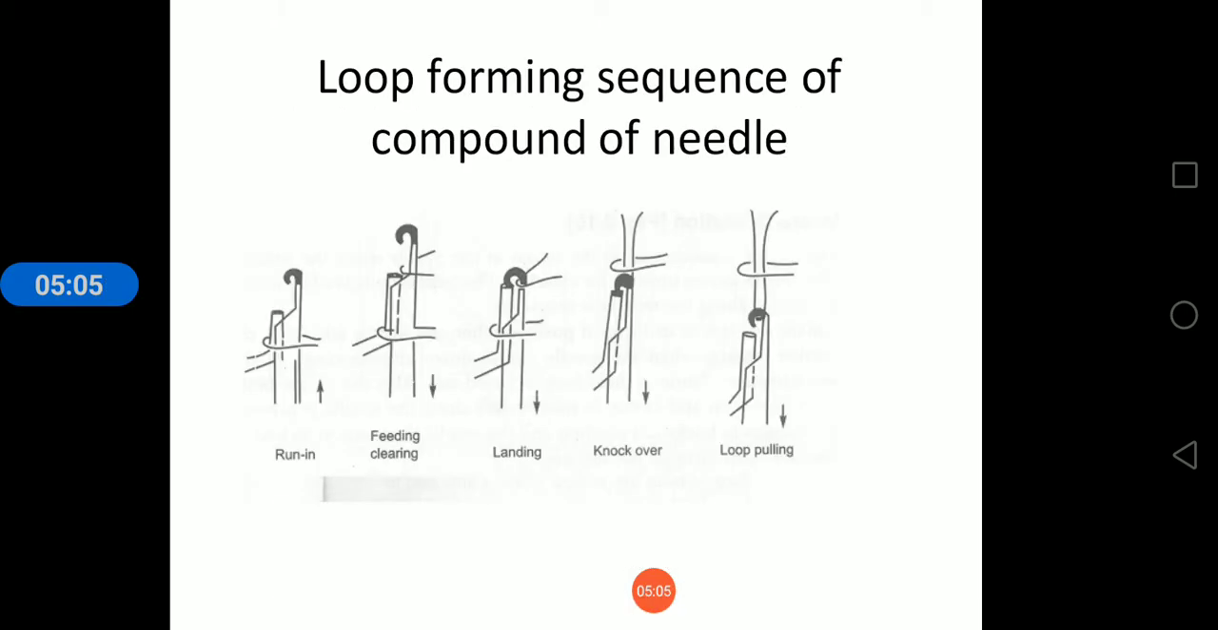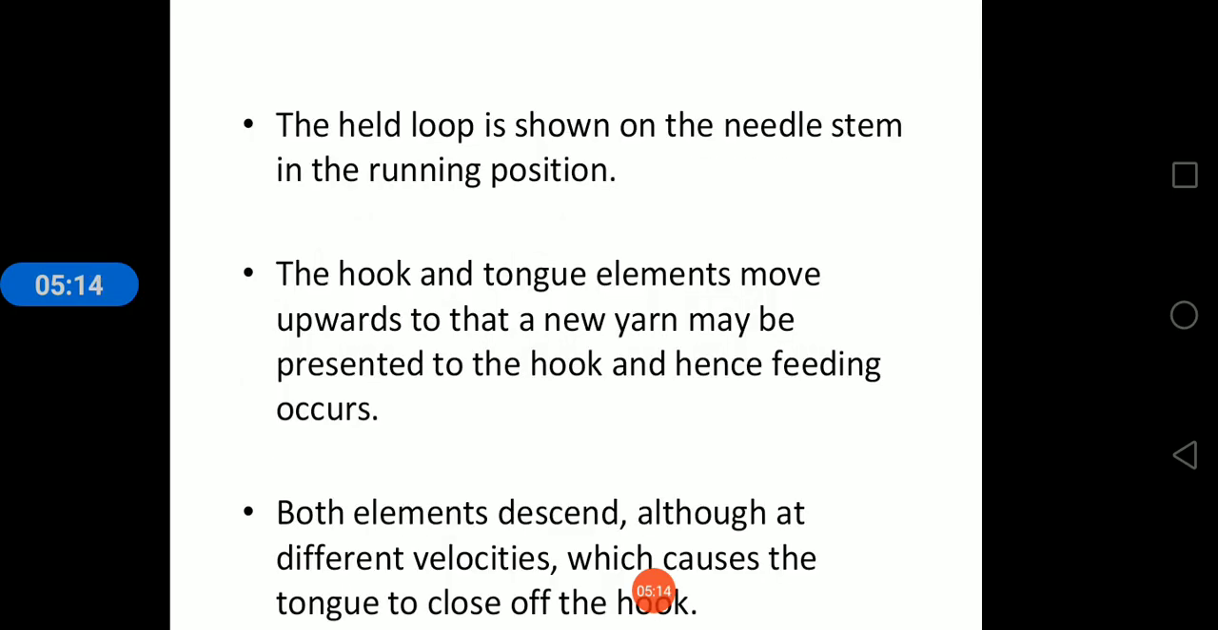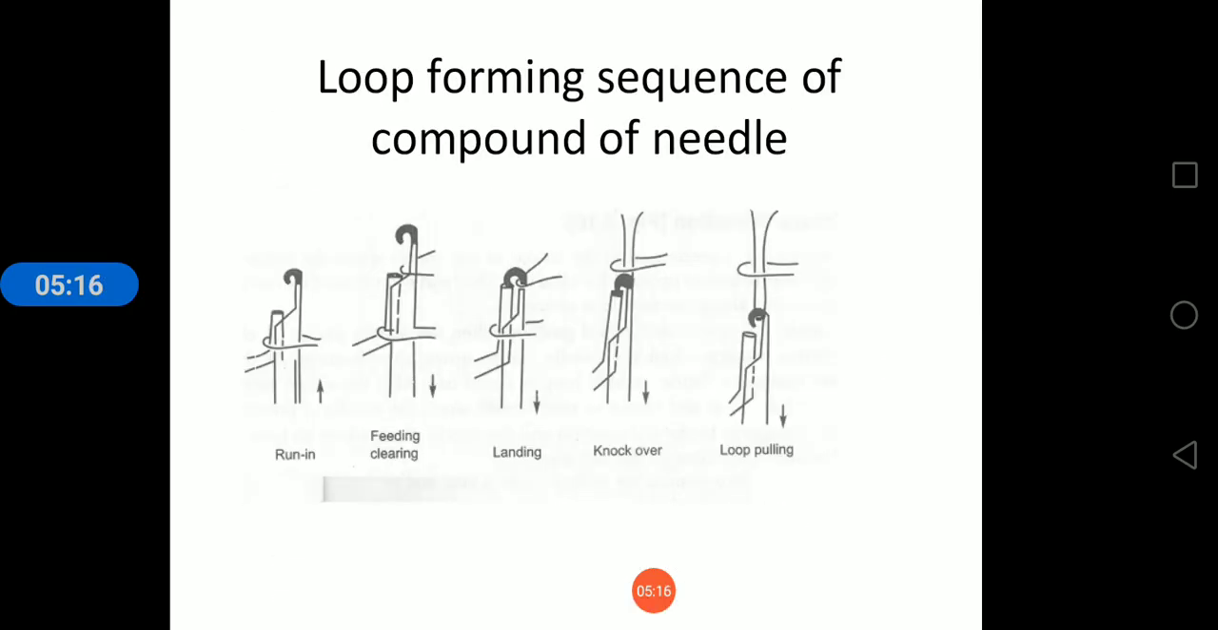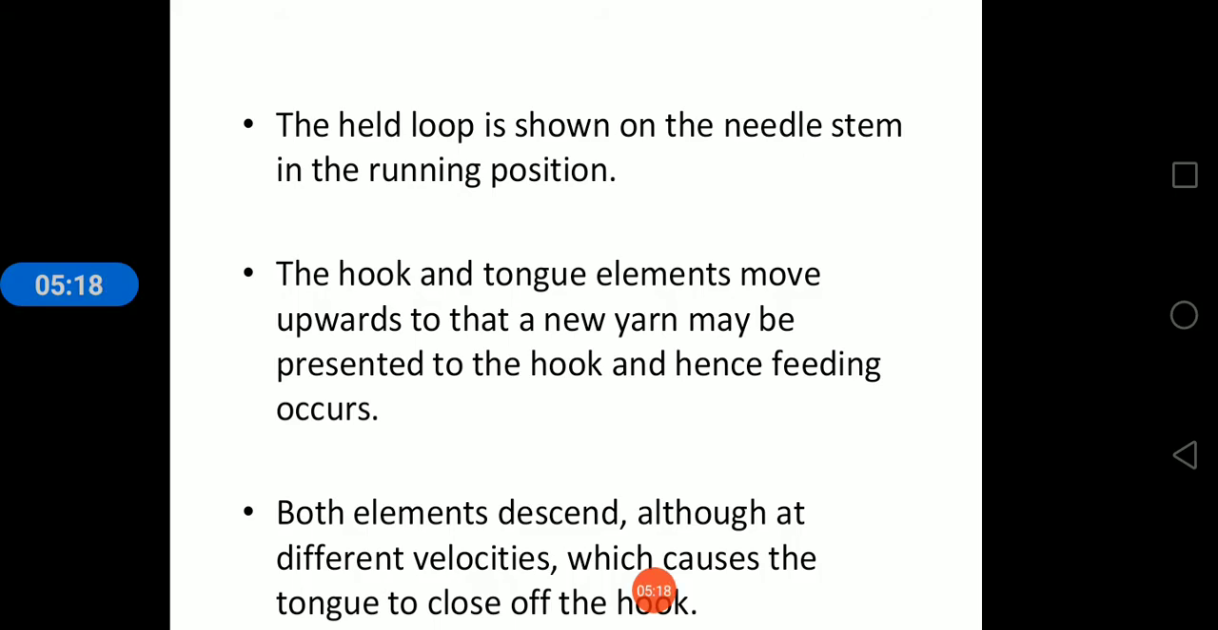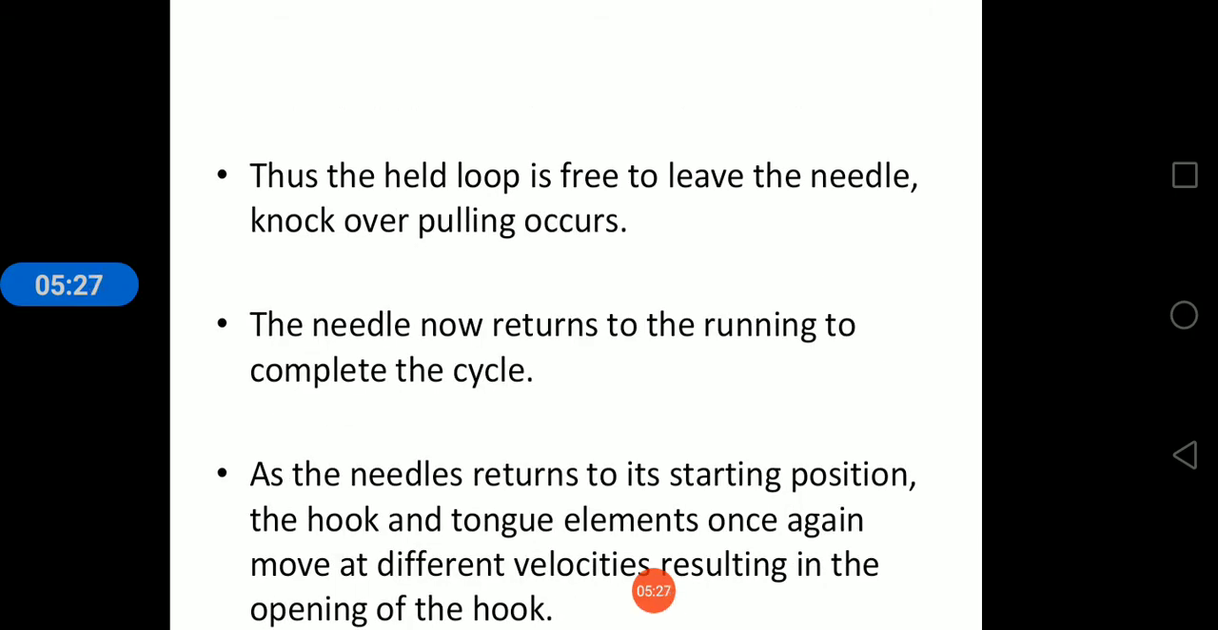The hook and tongue elements mean the edge of the loop is forming from the running position. Then the loop forms a new loop, and then feeding occurs. Both elements descend, although at different velocities, which causes the tongue to close off the hook. Thus the held loop is free to leave the needle, and knockover and pulling occur. The needle now returns to the running position to complete the cycle.